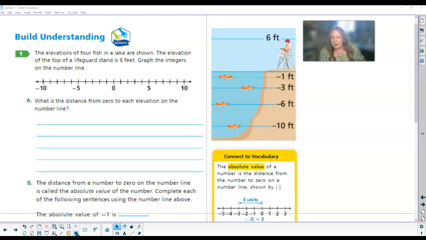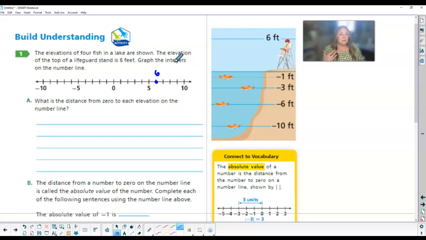So we have all of these fish that we are going to put on this number line, and the top of the lifeguard station. So from top to bottom, putting these on a number line. Let me grab a pen. It's going to start with 6 feet. So this is above, so this is a positive number. It's above the sea level. So positive here. So here's the lifeguard stand.